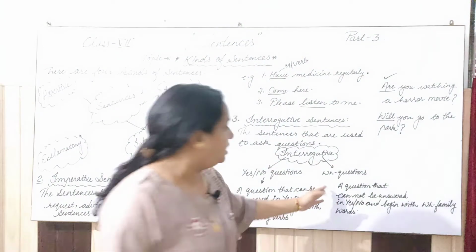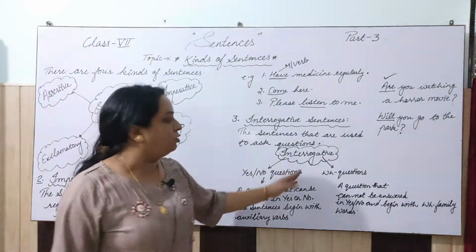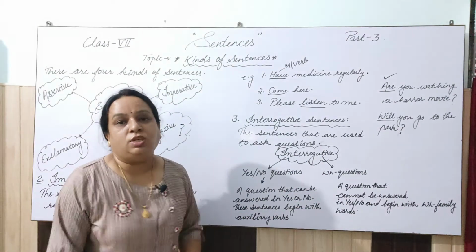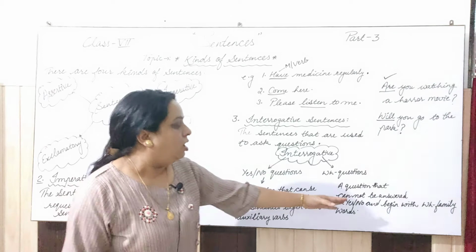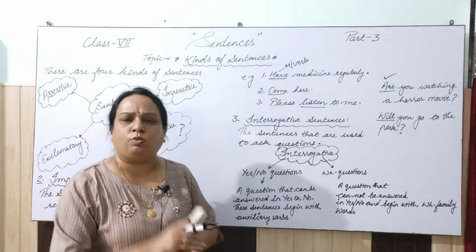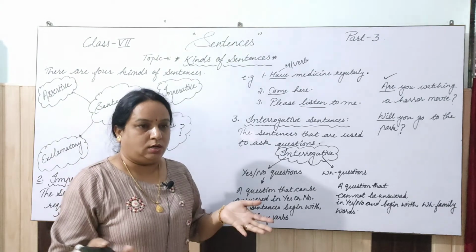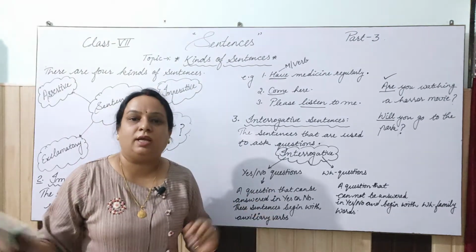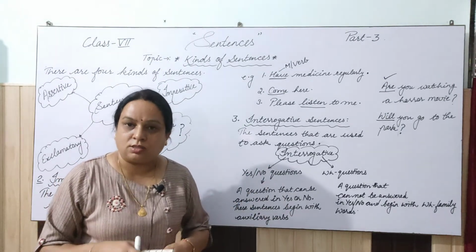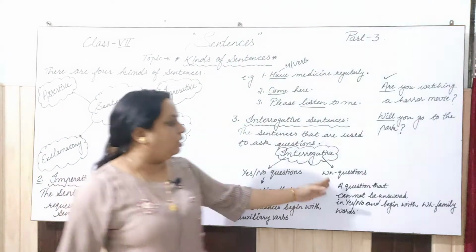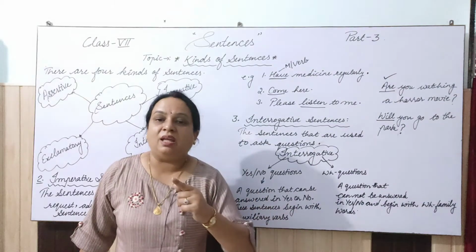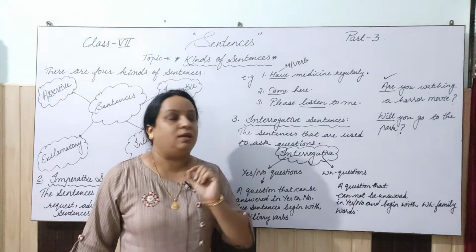Right? Now the second type of these interrogative sentences are WH questions. WH questions are those questions which cannot be answered with yes or no. What is your name? So what will you say? No? I'll not tell you my name. So simply no and yes you will not do. Clear? Where do you live? What will you say? No or yes? No. So this is what? A question that cannot be answered in yes and no and begins with WH family words.